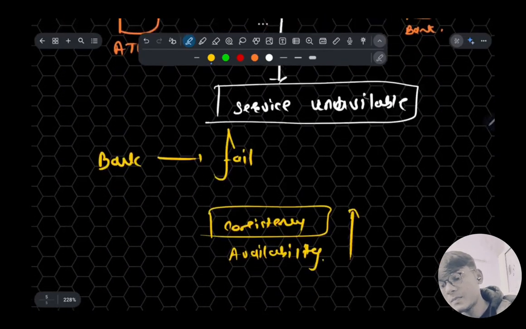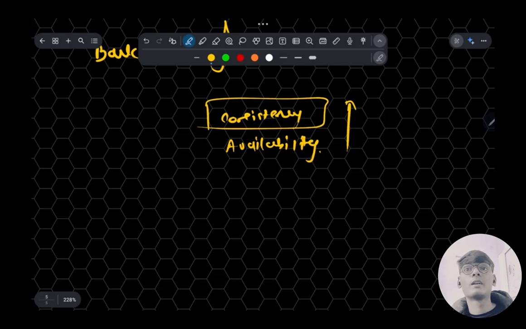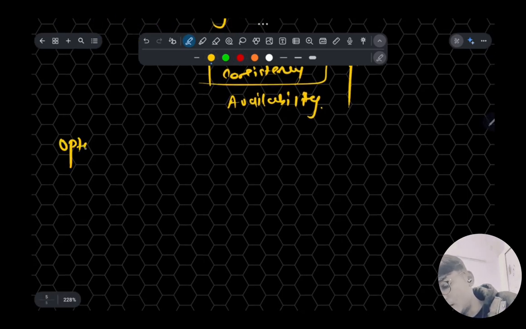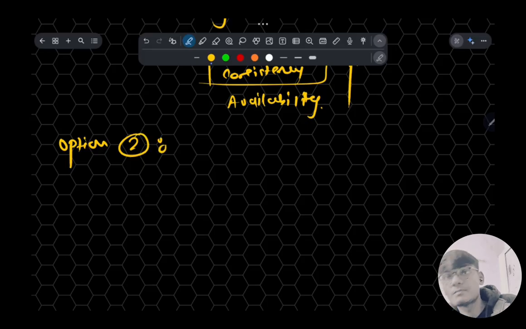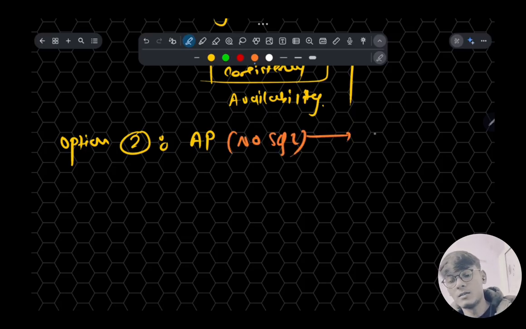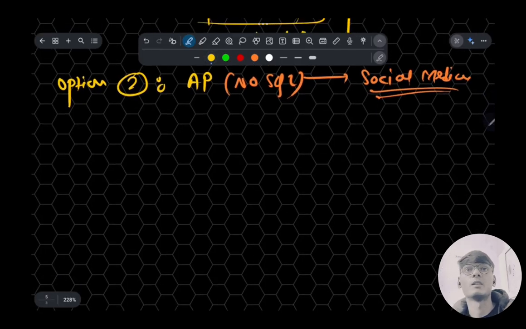Okay, and the second option, we will check what the meaning of the second option is. The second option is AP, or the social media. This is basically for NoSQL, for social media.